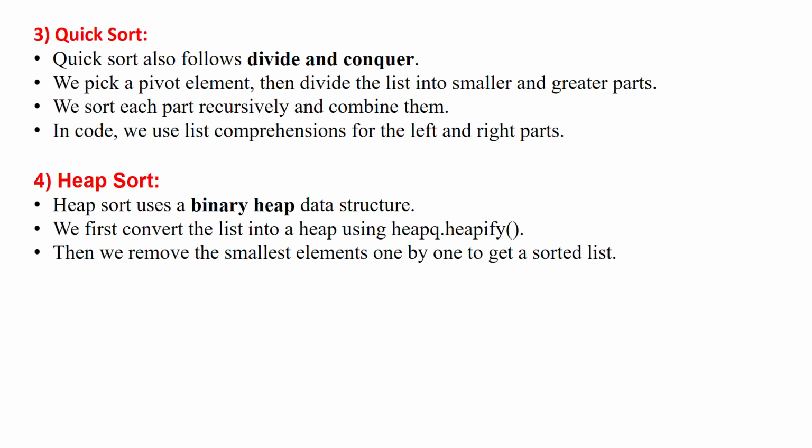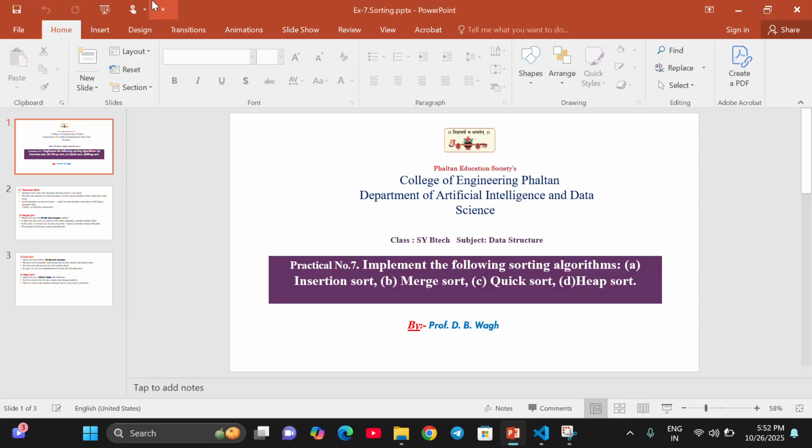And quick sort picks a pivot element, then partitions elements into smaller or greater ones, and sorts them recursively. Then what is heap sort? It uses a heap data structure to repeatedly extract the largest or smallest element. So these are our four sorts. Now let's demonstrate.